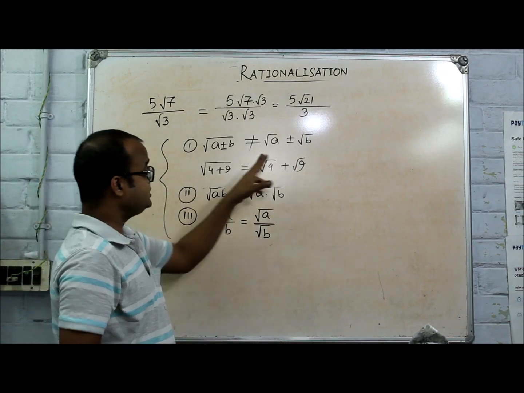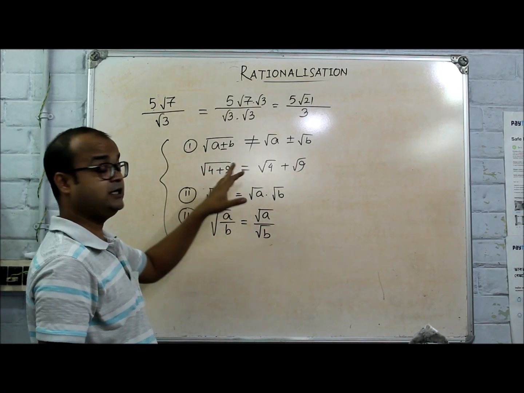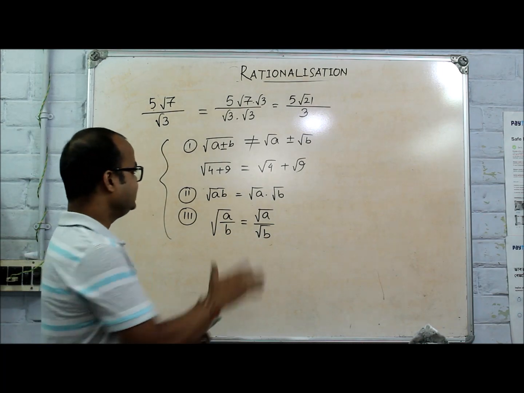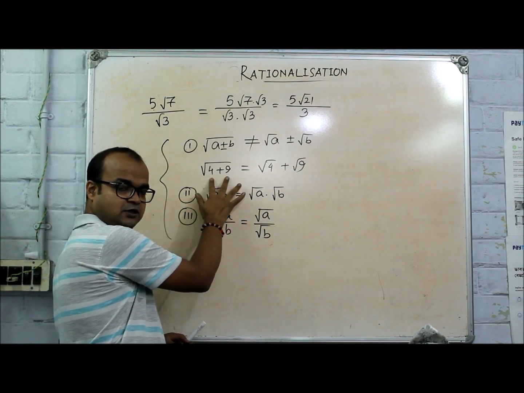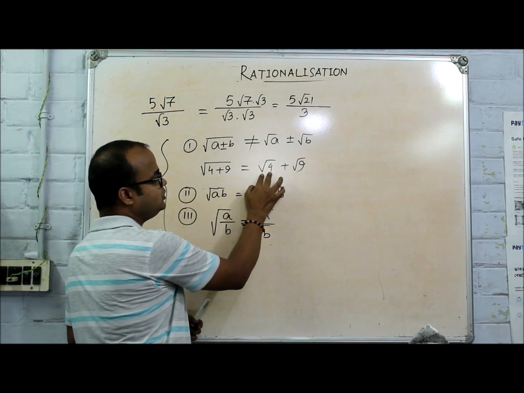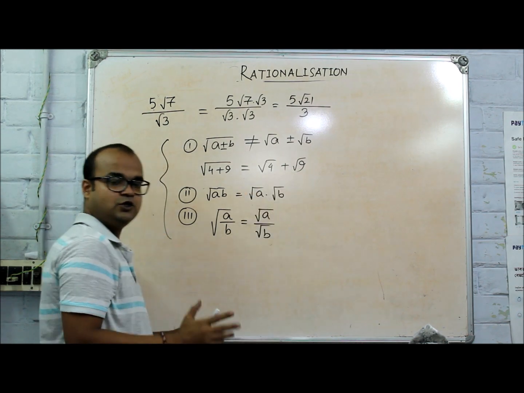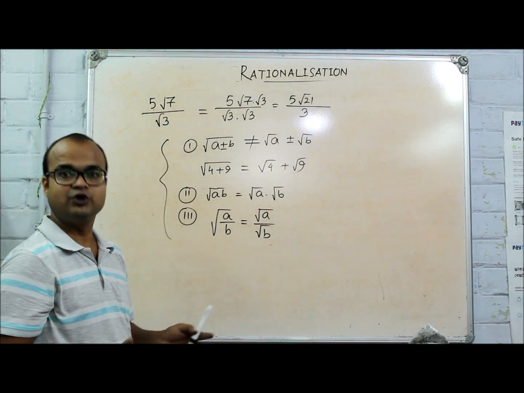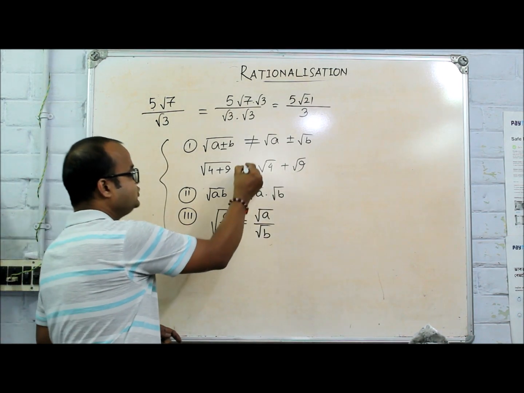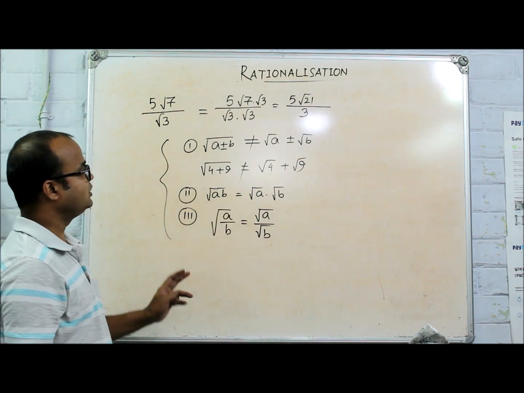Sometimes you commit this mistake: root of 4 plus 9 is equal to root 4 plus root 9. This is actually root 13. If you check the value, root 4 plus root 9 is 2 plus 3, 5. Root 13 is not equal to 5. Clear? So these things are not equal.